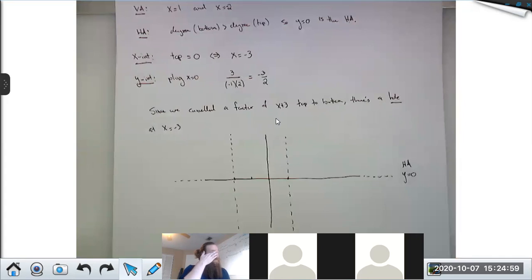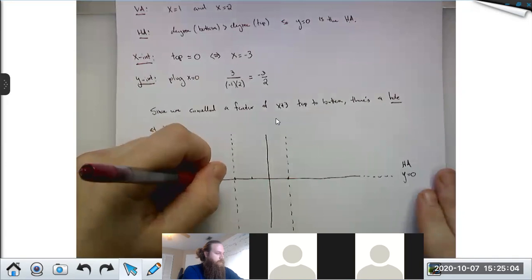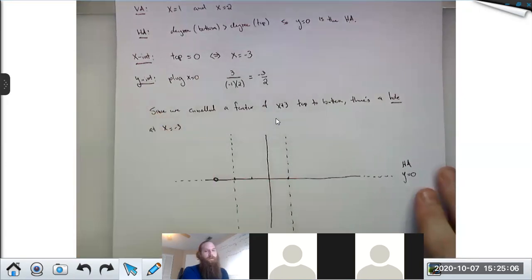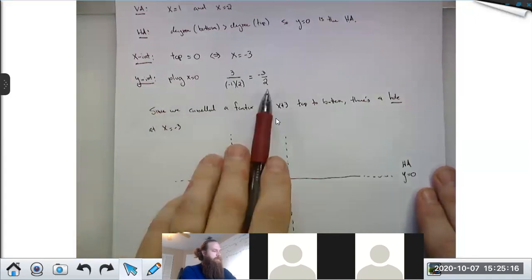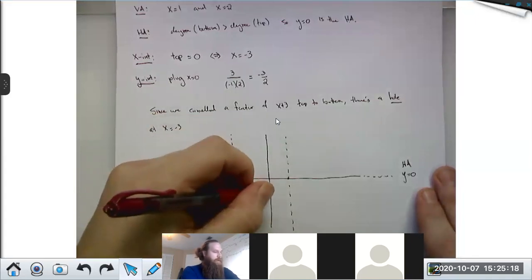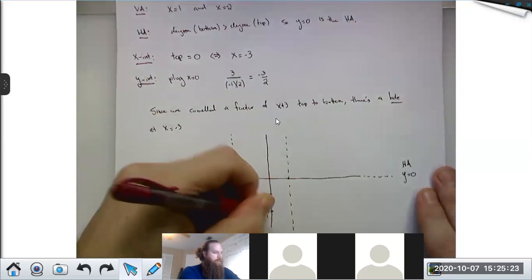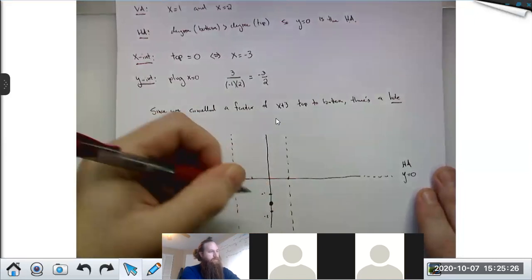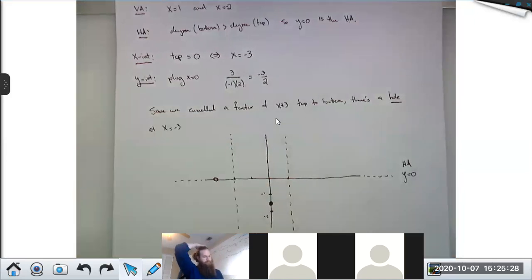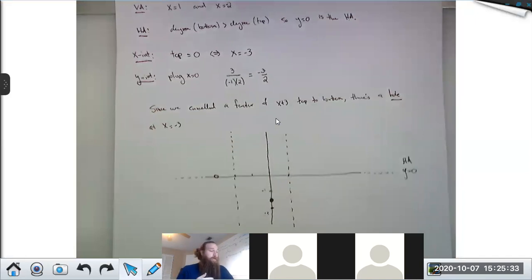I said there's kind of two interesting things going on at negative 3. I've got a hole which would otherwise have been an x-intercept. So I'll go ahead and draw in my hole there. And I know that my y-intercept is negative 3 halves, or negative 1.5. So here's negative 1, here's negative 2, here's my y-intercept.